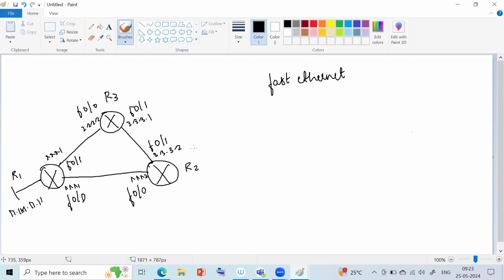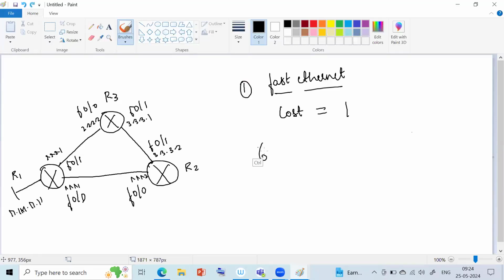The standard for all the interfaces, which is Fast Ethernet, is that the cost will be 1. Or the cost is equal to 1 for any Fast Ethernet interface. Why?